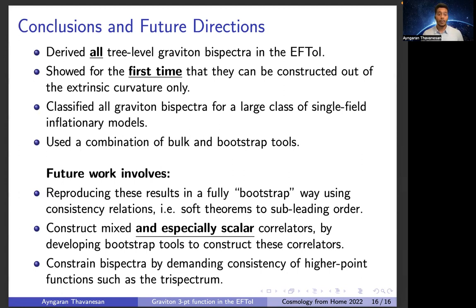More ambitiously, one might expect to constrain bispectra by demanding consistency of higher point functions, such as the trispectrum. As discussed in Harry's and Gordon's talks, the cosmological optical theorem could be a tool to yield constraints on bispectra in this way.